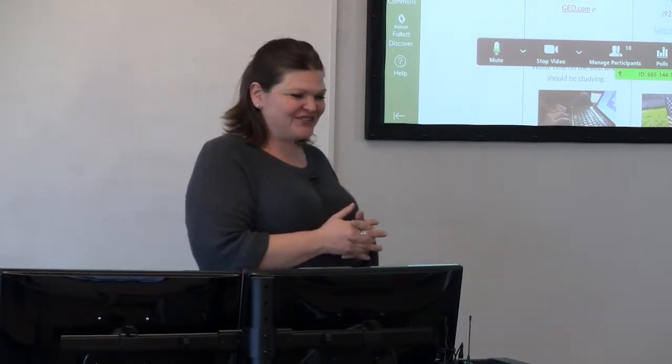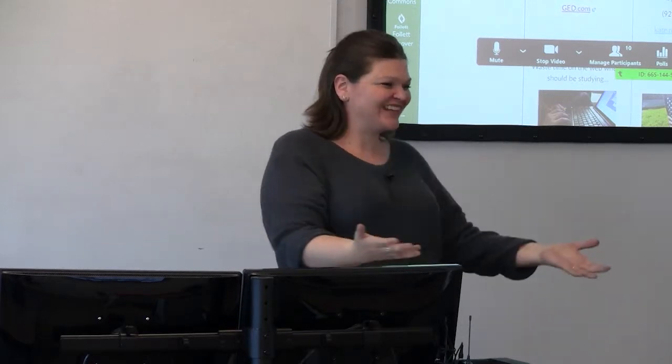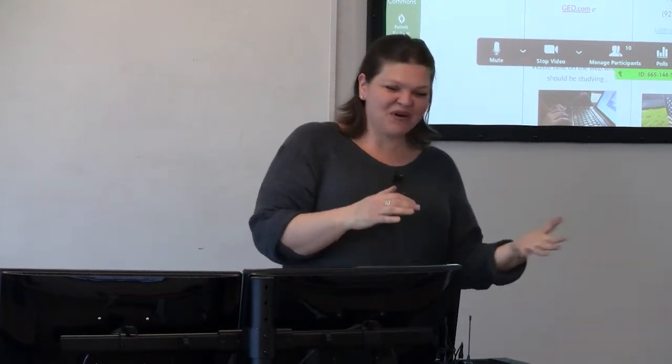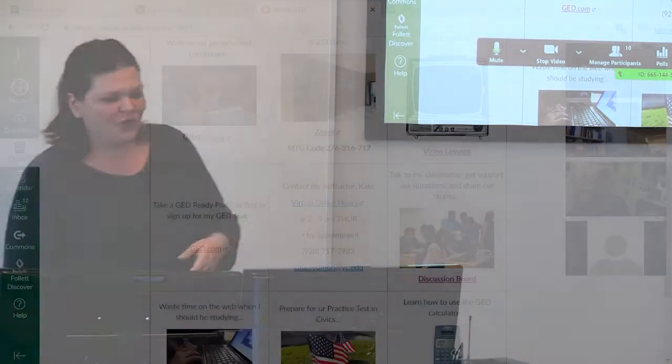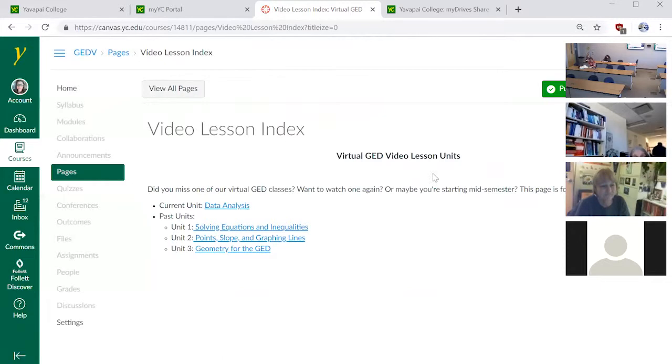Second way I use Zoom is my weekly virtual class, and that's my favorite thing. So I'll probably talk about this for a while, but I will pull up one of those because one of the benefits of a weekly virtual class is you can record them. So I'm getting a library of my own teaching here. So let's look at geometry for the GED here.